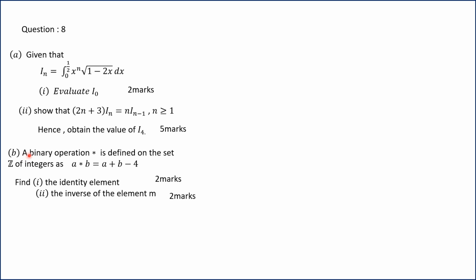B. A binary operation star is defined on the set of integers Z by a star b equals a plus b minus 4. You are now asked to look for the identity element and the inverse of the element m. That's 2 marks. So this question in total was allocated 11 marks. So let's begin with the first part of the question.